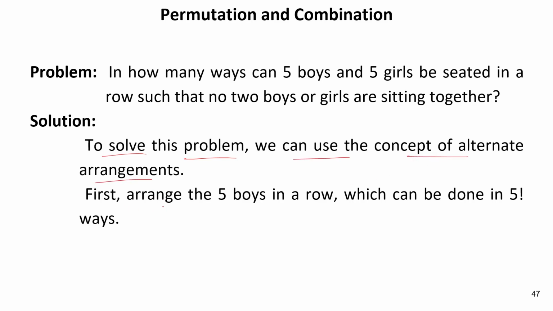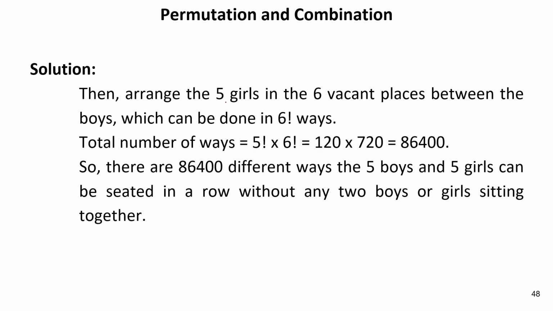First, arrange the 5 boys in a row, which can be done in 5 factorial ways, right? Then you arrange the 5 girls in the 6 vacant places between the boys, which can be done in 6 factorial ways. So the total number of ways is 5 factorial into 6 factorial, which is 120 into 720, that is 86,400. So there are 86,400 different ways the 5 boys and 5 girls can be seated in a row without any 2 boys or girls sitting together.